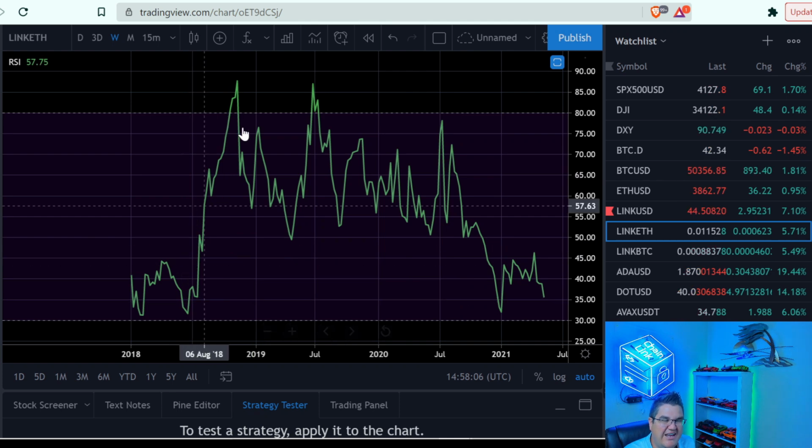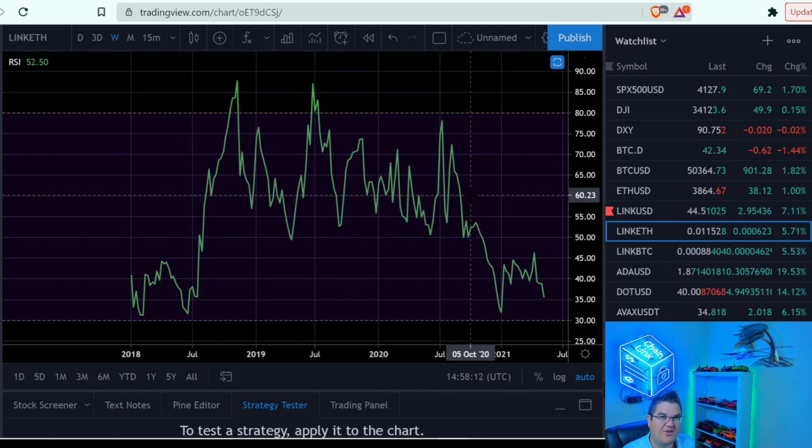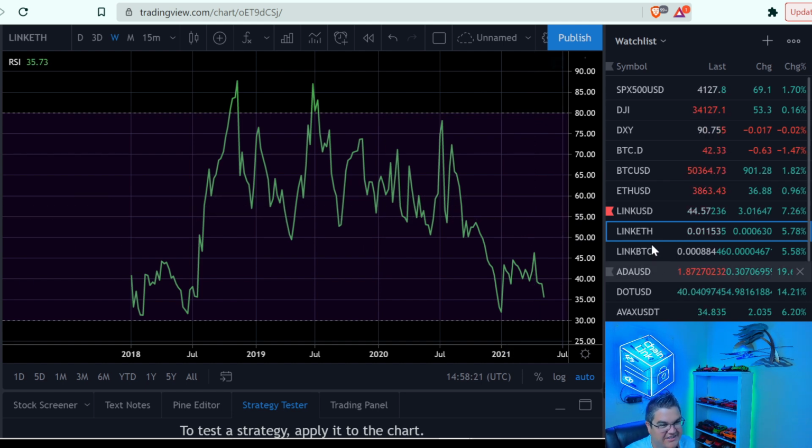It looks like a king's crown to me. We all know who the king is going to be long-term in this trading pair. No, it's not Ethereum, it's Link. You should have guessed it. All right, going on. Link Bitcoin next.